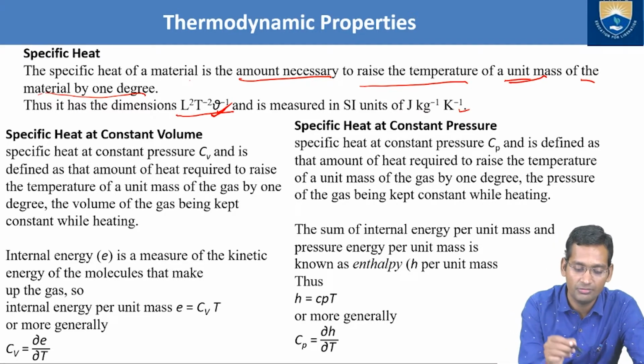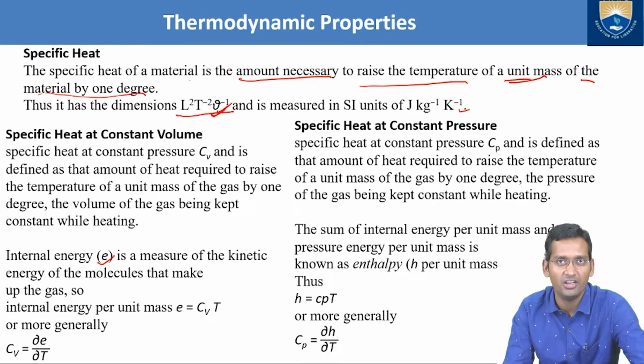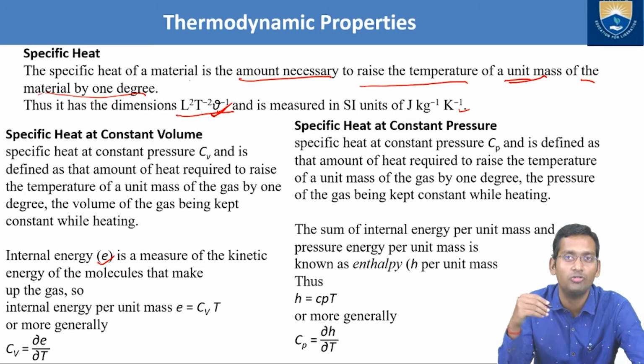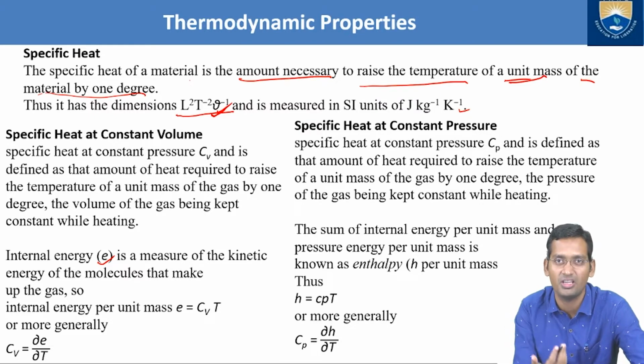Now, first we'll see the specific heat at constant volume. Internal energy we are representing by a small e. What is that internal energy? It is because of the internal molecular collision. Because of that only they possess the internal energy.